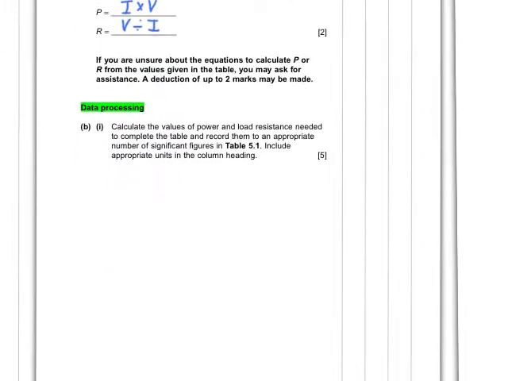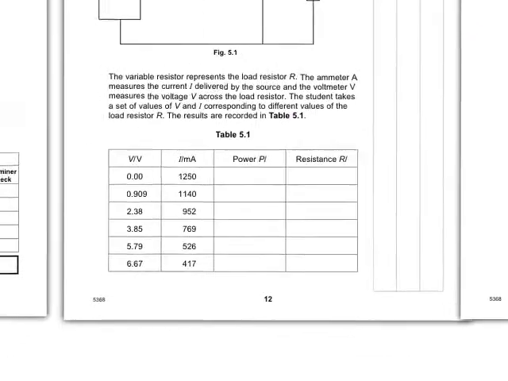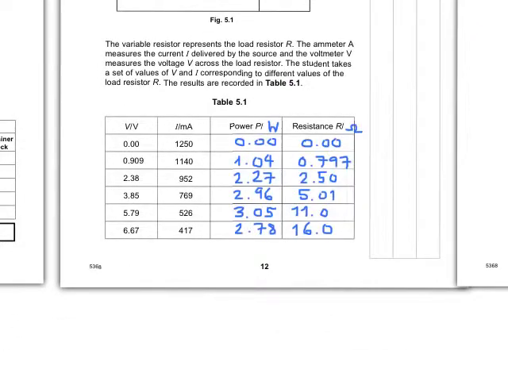Next up, we're asked to process some data and calculate the value of power and load resistance needed to complete the table and record them in the appropriate number of significant figures in 5.1. Include the appropriate units in the column heading. So as well as the values, we also need to make sure we've got significant figures correct, and we've got our units. 5 marks for this. So let's go over to the table. Bam, there we go. Just number crunching time.